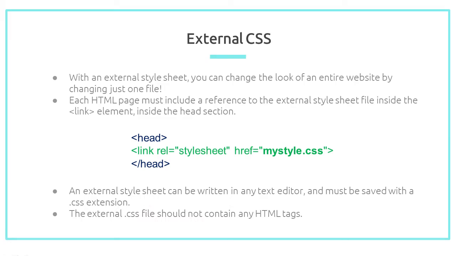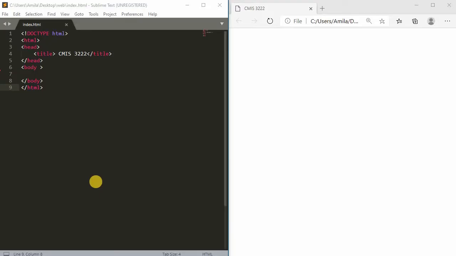External CSS. With an external style sheet, you can change the look of an entire website by changing just one file. Each HTML page must include a reference to the external style sheet file inside the link element, inside the head section. An external style sheet can be written in any text editor and must be saved with a .css extension. The external .css file should not contain any HTML tags.